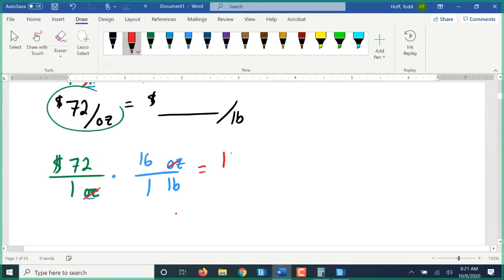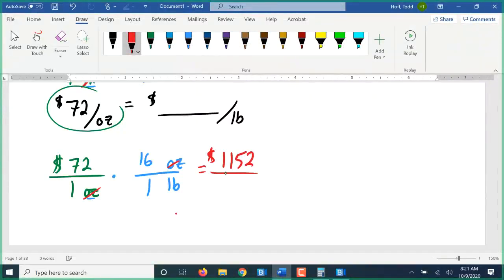So that's 72 times 16, which is $1,152 on top. On bottom, 1 times 1 pound is just 1 pound. Again, the bottom is already a number of ones. There's nothing to divide out. So that's $1,152 per pound. So $72 an ounce is $1,152 per pound.